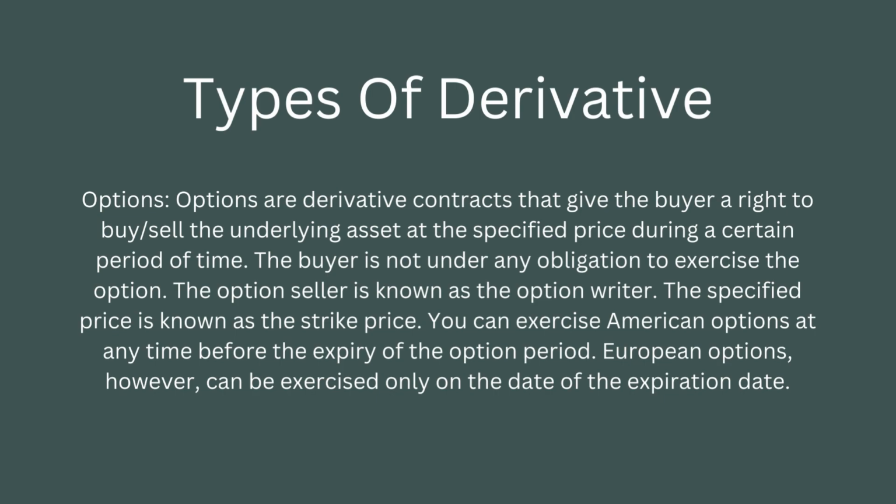You can exercise American options at any time before the expiry of the option period. European options, however, can be exercised only on the expiration date.